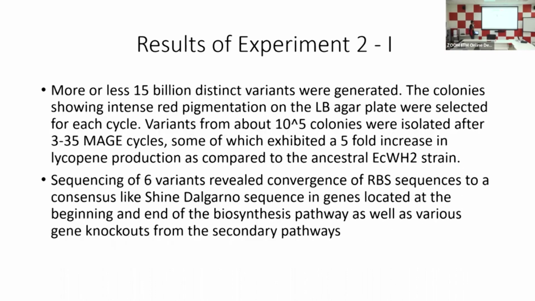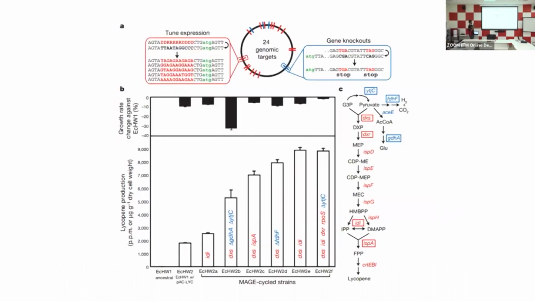Before we move further, let me show this graph. So we can see the correlation between lycopene production and MAGE cycles: as more and more genes are optimized and the others, like the secondary pathway genes, are inactivated, lycopene production increases to about 9,000 ppm, which is basically zero in the ancestral strain. So you can see the amount of jump in lycopene production that can happen only by optimization of the biosynthesis pathway.